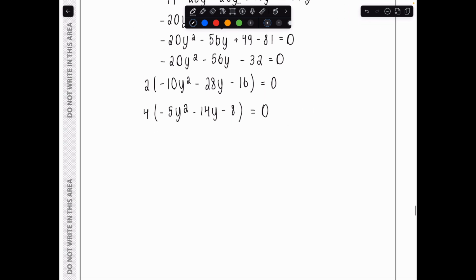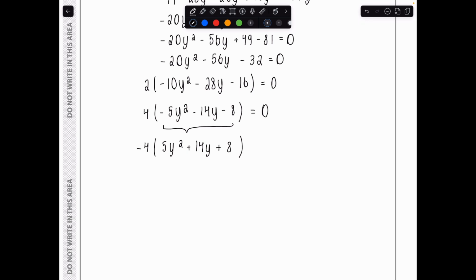Now from here, we need to be able to actually solve this quadratic on the inside. So one thing that we could do is think about the following. Each of our coefficients are negative, so can't we also take a factor of negative 1 out? We could, couldn't we? So then, if we take out a factor of negative 4, we have 5y squared plus 14y plus 8. Now from here, we need to factorize the quadratic inside our brackets.